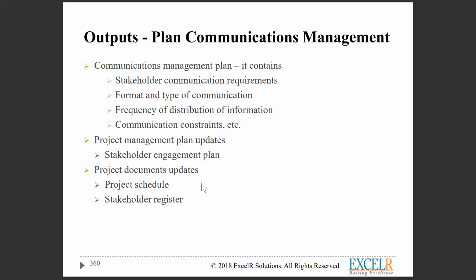So finally, the output will be your stakeholder communication requirements: what type of format you will be giving, what type of communication you will be giving, the sending frequency, and if there are any constraints, you will mention those constraints as well. Then project management: you update the project management plan, based on if there are any changes or deviations, then you update the schedule, and then you send the schedule as well as the stakeholder register. These are the outputs from your communication management plan.